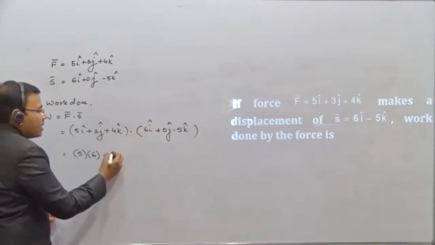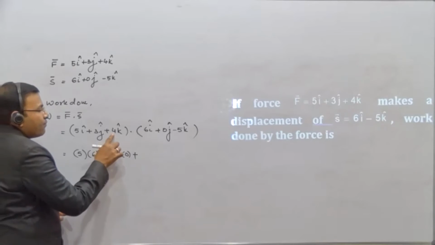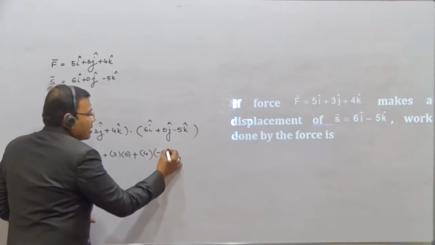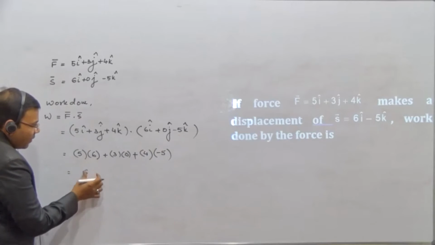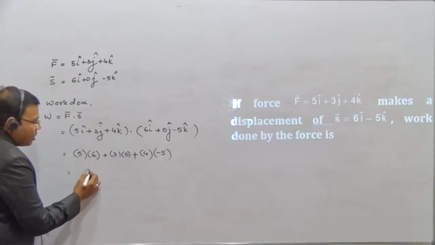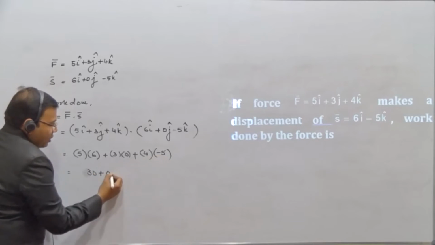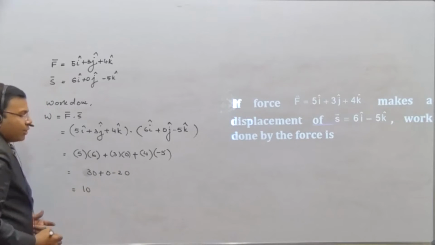it is 3, here it is 0, so 3 into 0, always plus. Then the coefficient of k, it is 4 and here it is minus 5, so 5 sixes are 30, it is 30, and this is 0, and how much is this? 4 fives are 20, so this is minus 20, so the result here is 10 units.